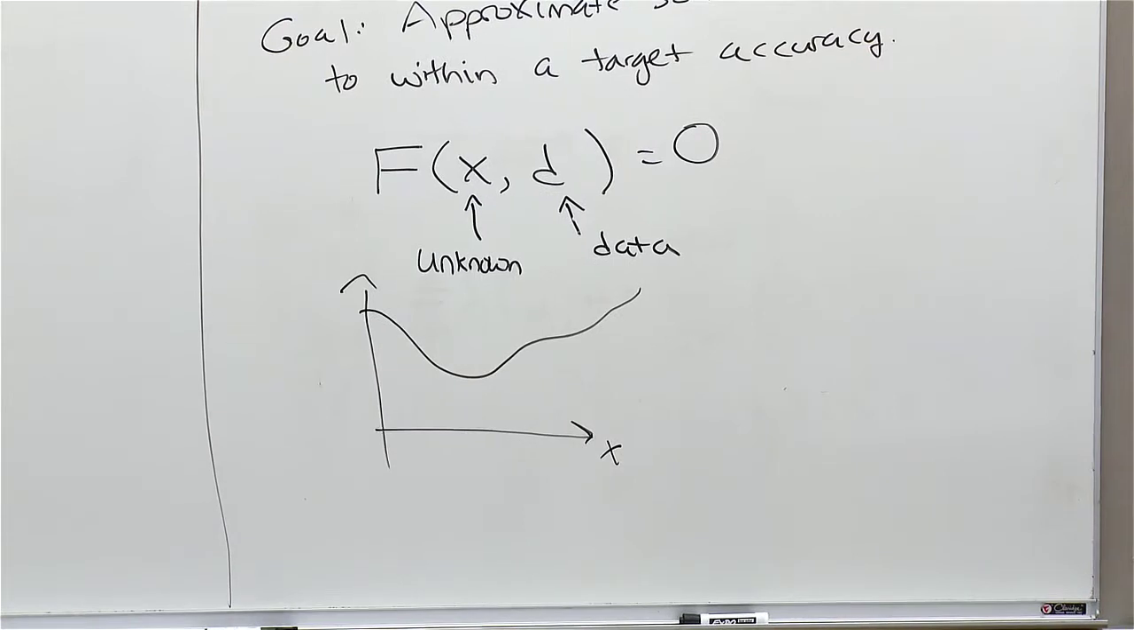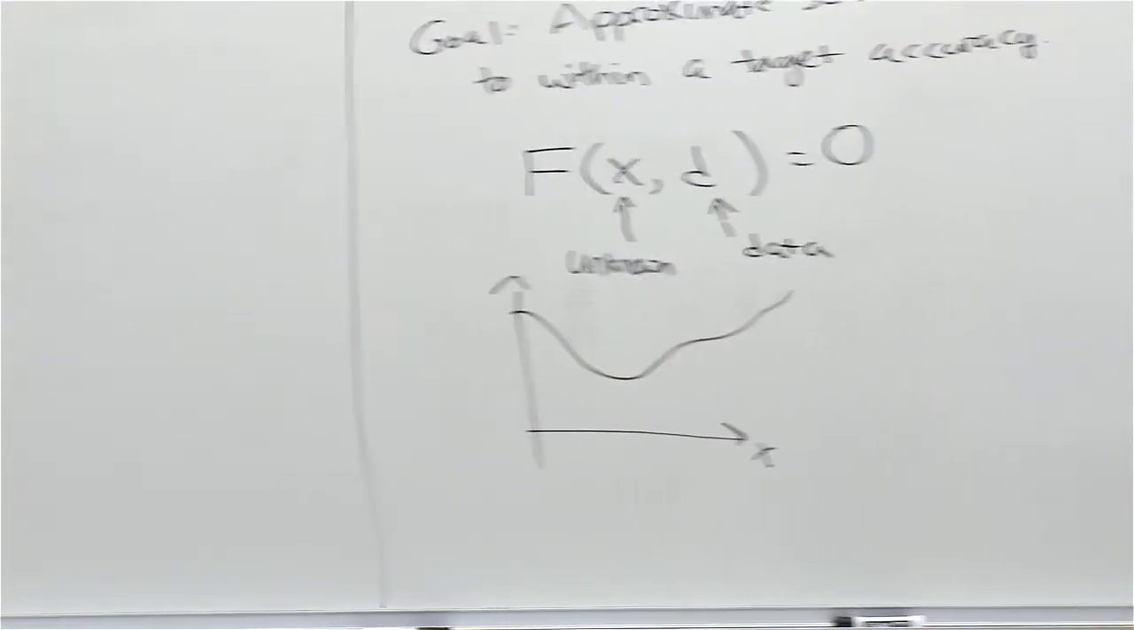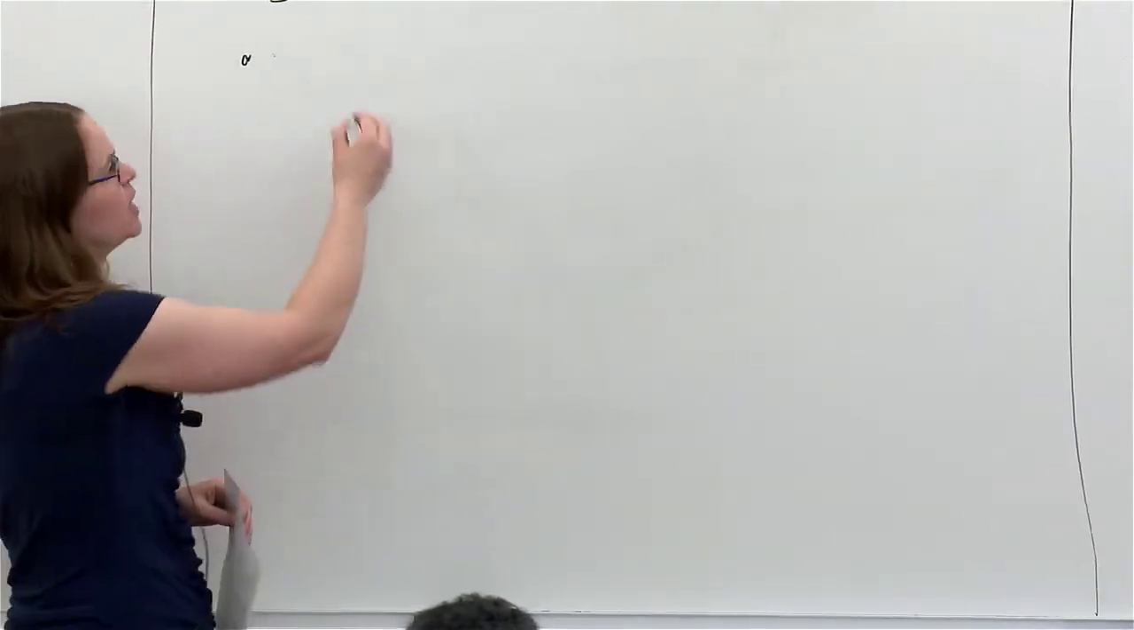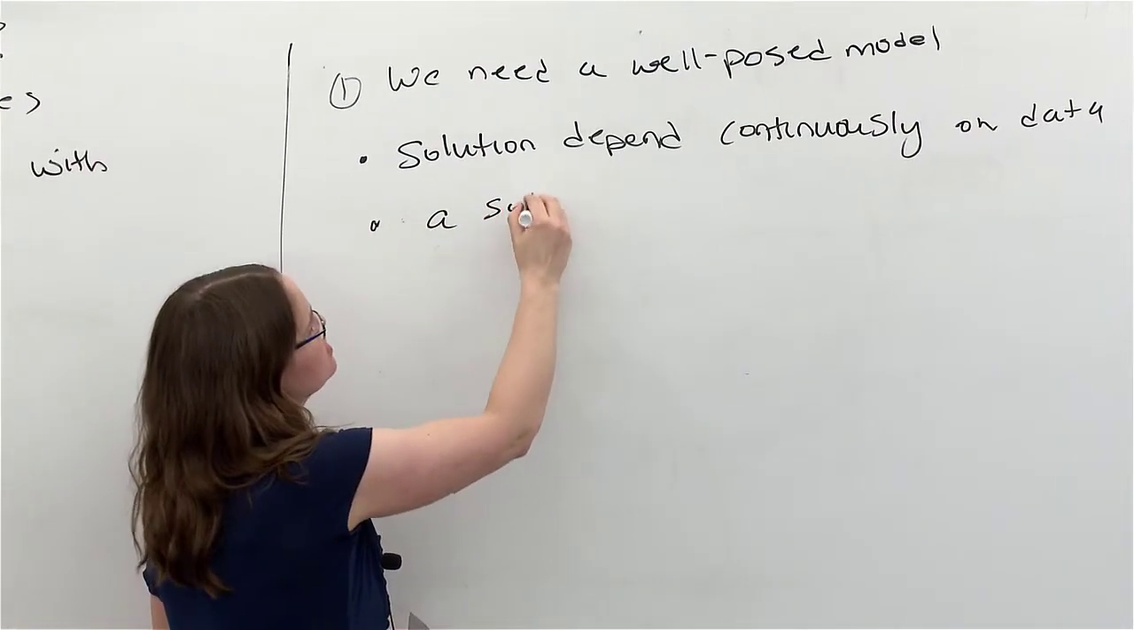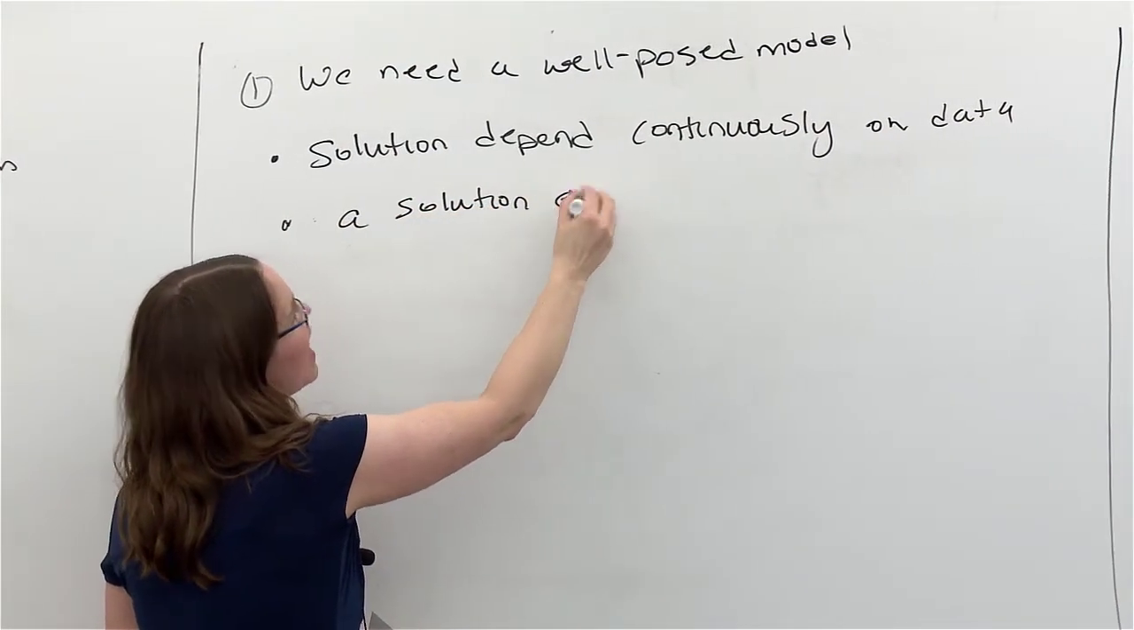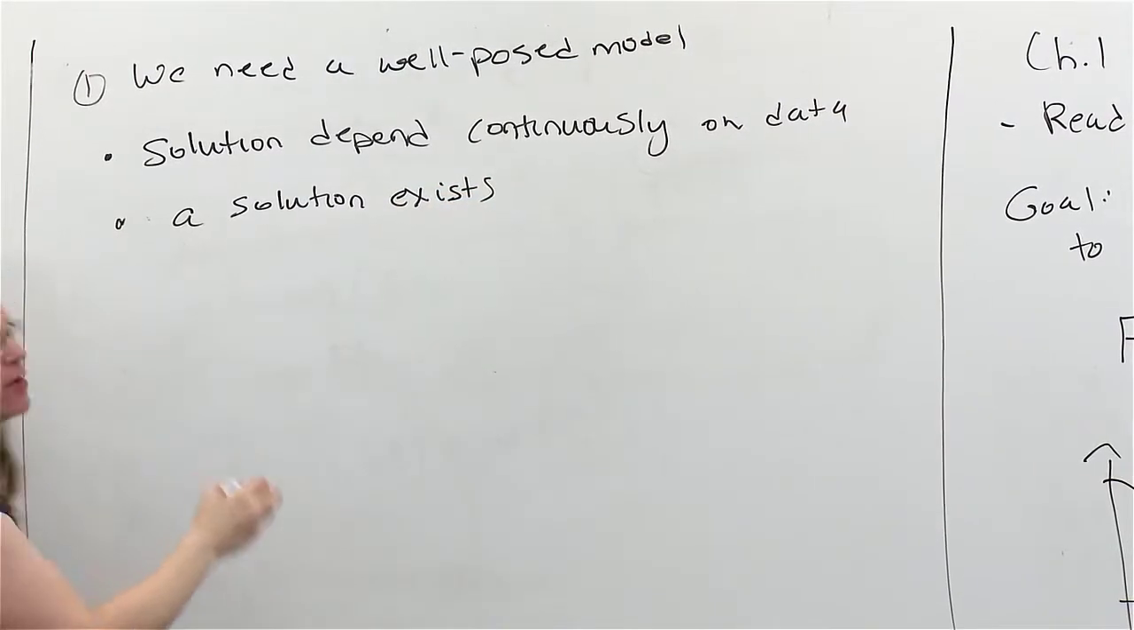So one thing that you want is, once you've given me the model and said solve it, I hope there's actually a solution, right? Because if there's no solution, I'm kind of wasting my time. So a solution exists. The solution is unique. That's the last one.